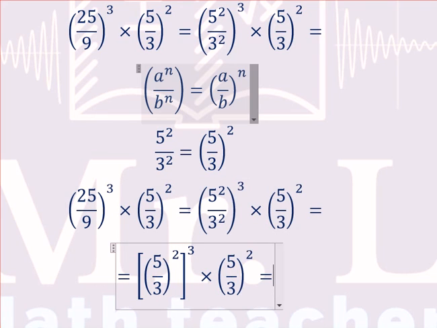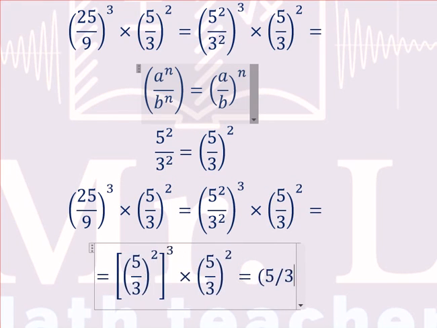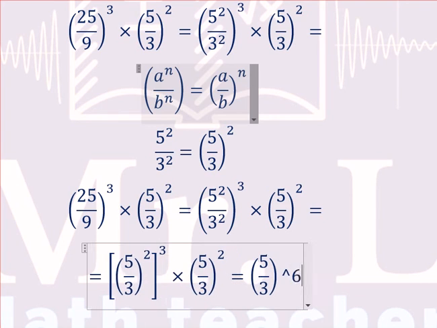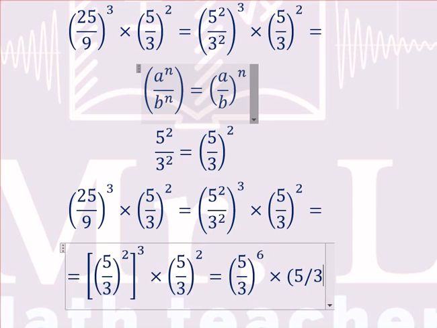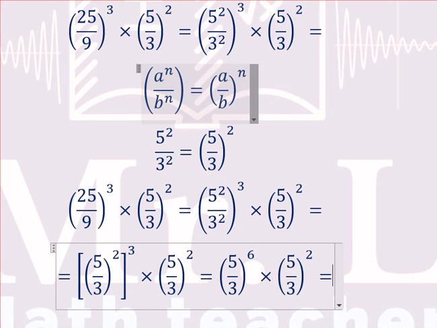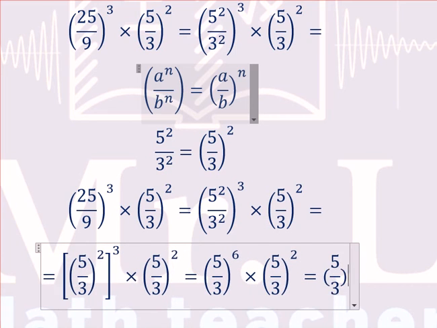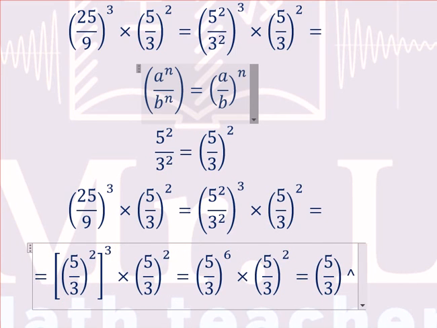And now the rest is easy, because as you see here, we have a power n. So this will give 5 over 3 raised to the power 6 multiplied by 5 over 3 raised to the power 2. And then you can add the powers as you will have the same base. So the final answer will be 5 over 3 raised to the power 6 plus 2, so it's 8.